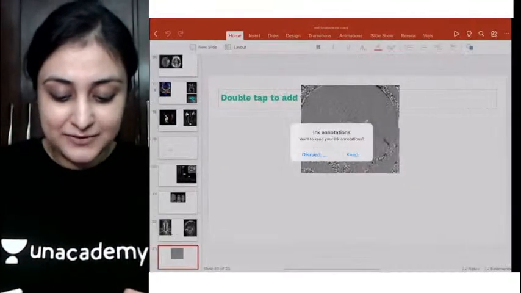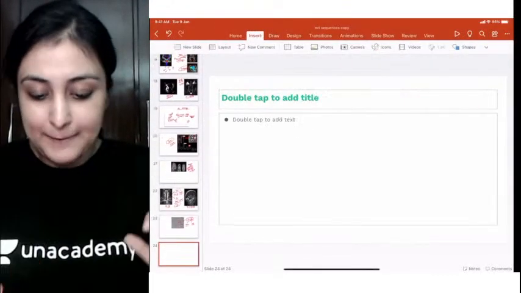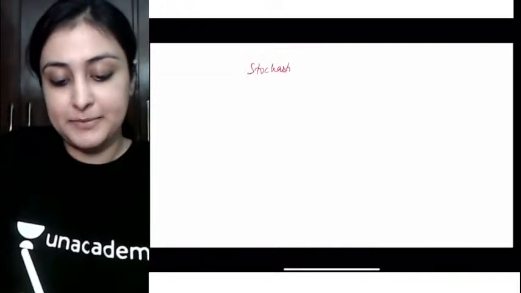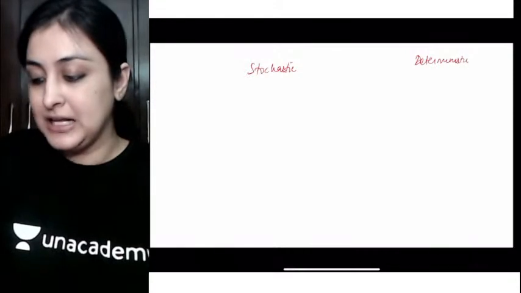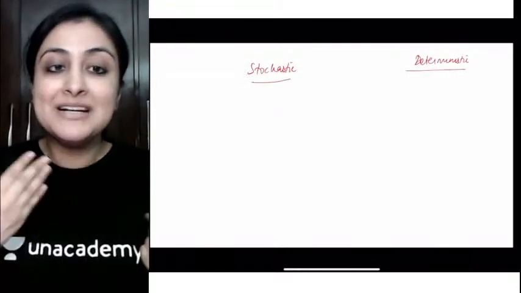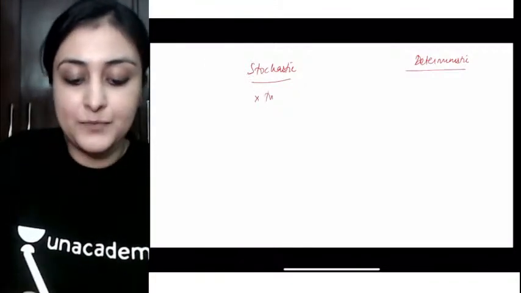So stochastic versus deterministic, thank God I kept these annotations. Just remember the name. If you go on remembering stochastic, you will forget. So just remember, deterministic means it can be determined. It has a threshold. Stochastic is something which has no threshold.